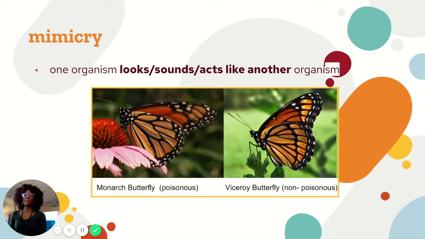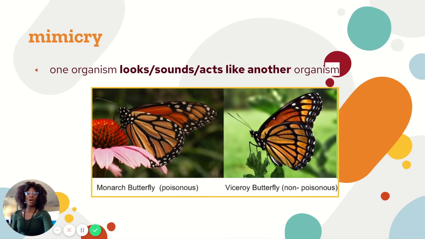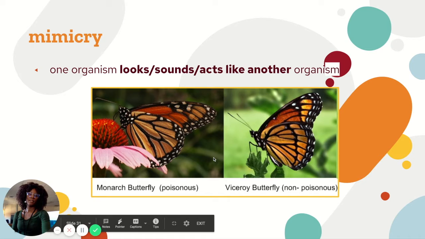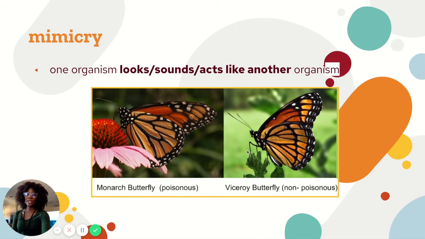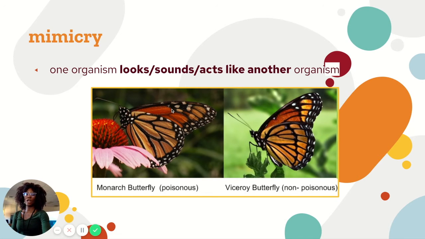Mimicry. Mimicry is an adaptation in which one organism can look or sound or act like another organism. So for example, monarch butterflies are poisonous. If you did not know that, they are poisonous. While there's a knockoff butterfly, it's called the viceroy butterfly, and essentially it's not poisonous, but to a predator, they look pretty similar, right? So the viceroy butterfly is mimicking the monarch.